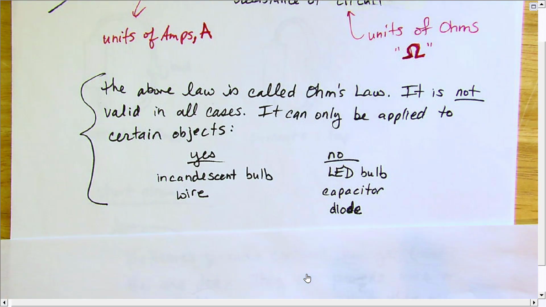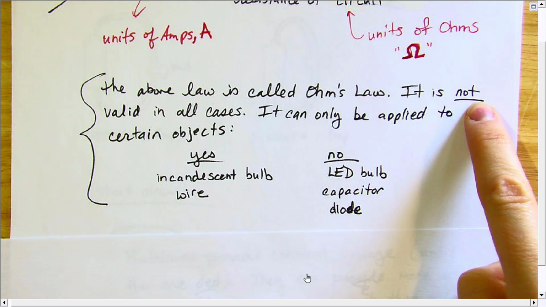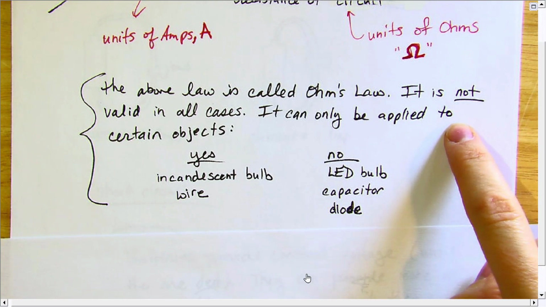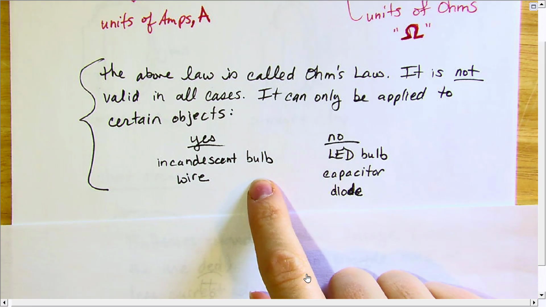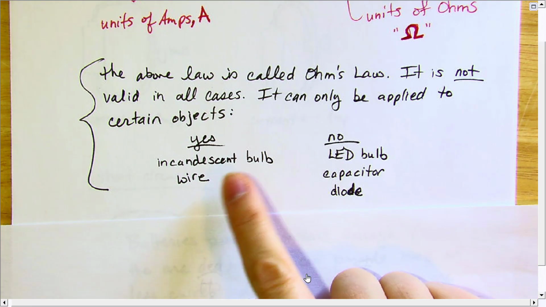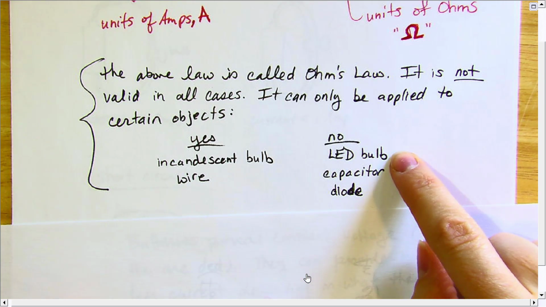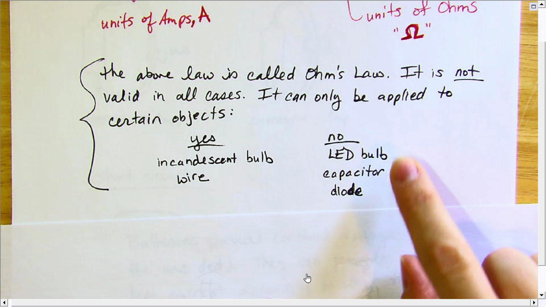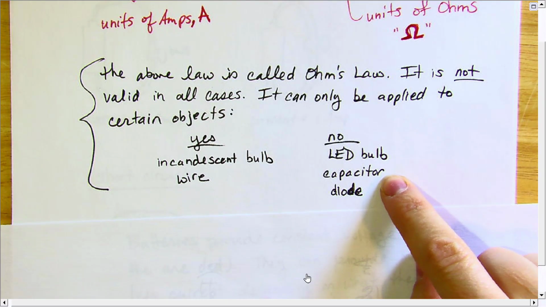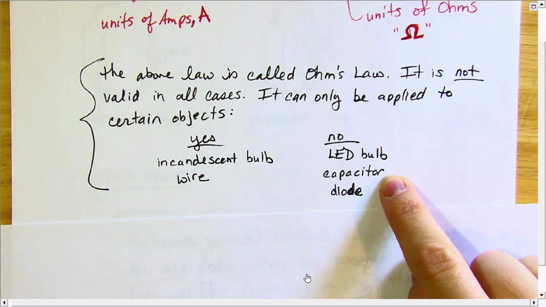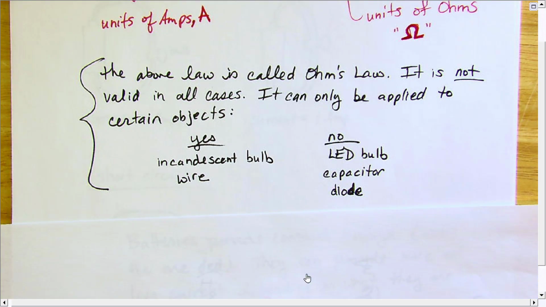So Ohm's law is not valid in all cases. It is only for certain materials or certain objects. Like, you can use Ohm's law on wires and incandescent light bulbs. That's the old-fashioned light bulbs, the ones that we should not be using anymore because they waste so much energy. But you cannot use Ohm's law on LED bulbs, the new kinds, the energy-efficient kinds. Certain things called capacitors, which you might not know what that is, and that's fine, or diodes, and a bunch of other things as well. Ohm's law is only for certain materials.